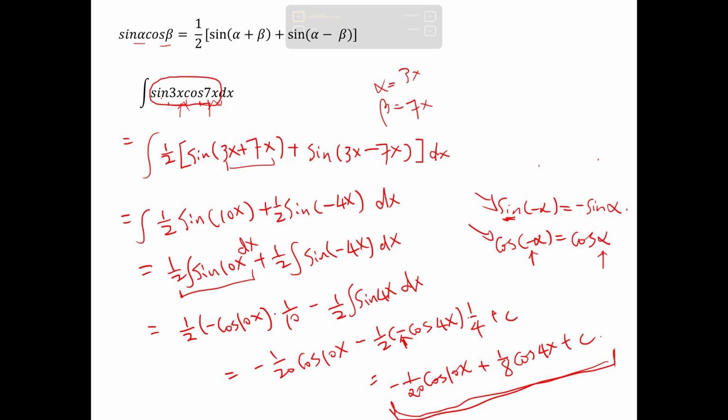Pretty straightforward. Lower power, which means both carry power 1, and then 3x is different from 7x. Find out alpha, beta, plug in. Okay, so let's see the next one.